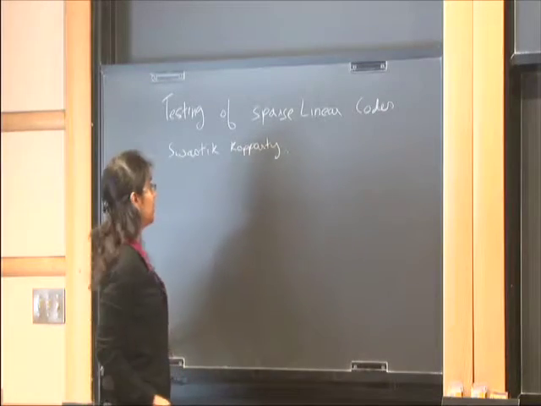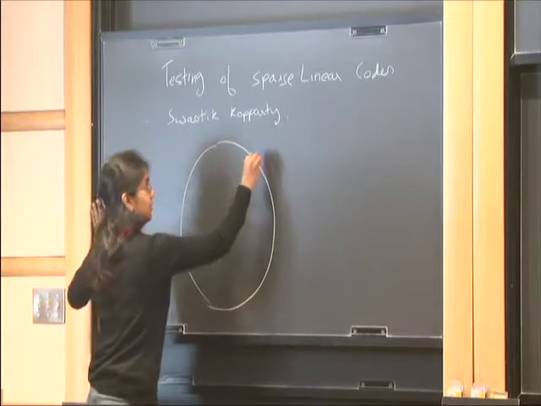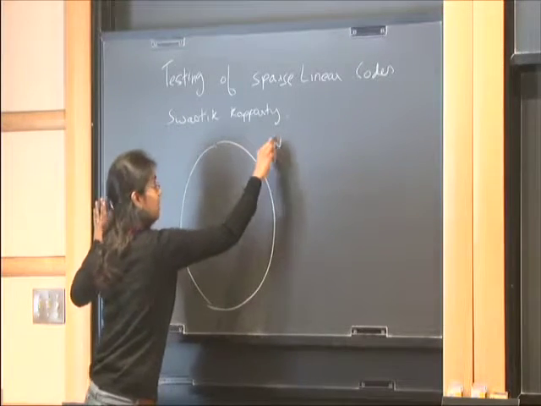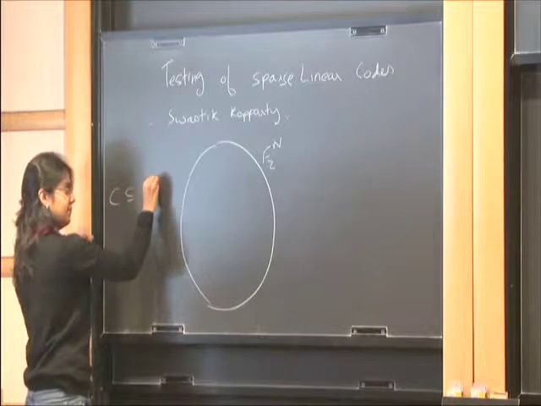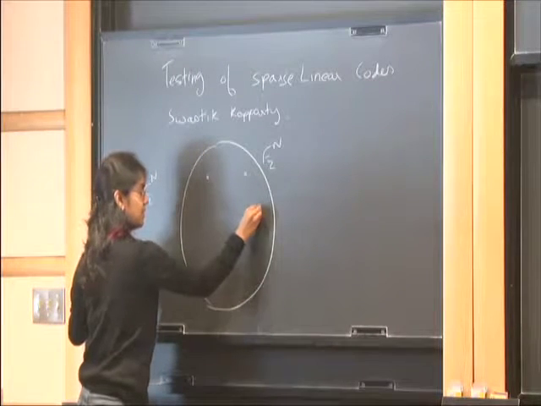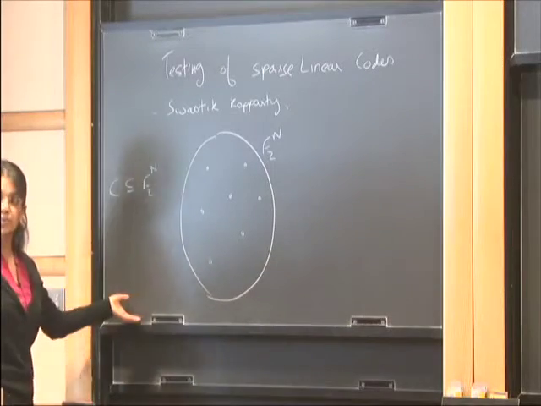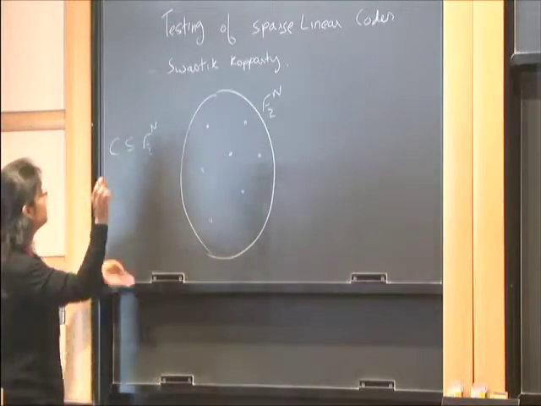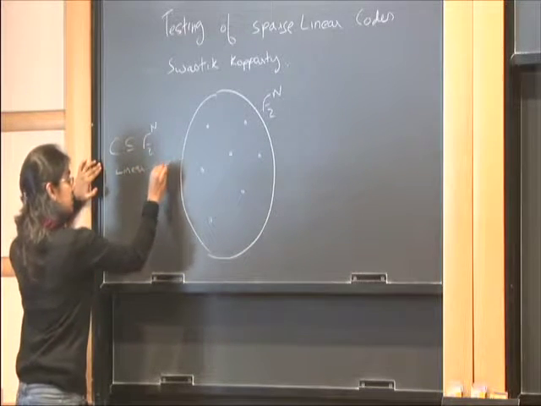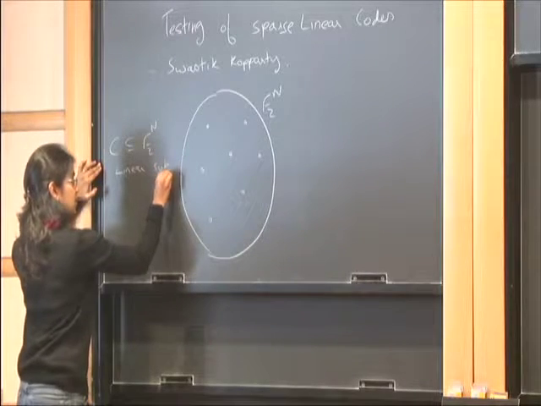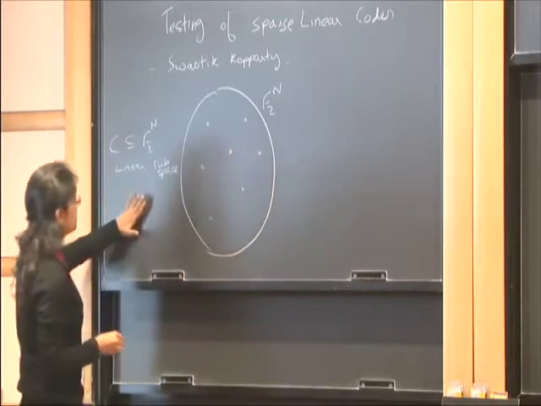Okay, so let me define what a locally testable code is. Say my universe is F2 to the n, and my code C is just some subset of these points. I'll be talking about linear codes. So a linear code is just a linear subspace. So I'm thinking of C to be a linear subspace.